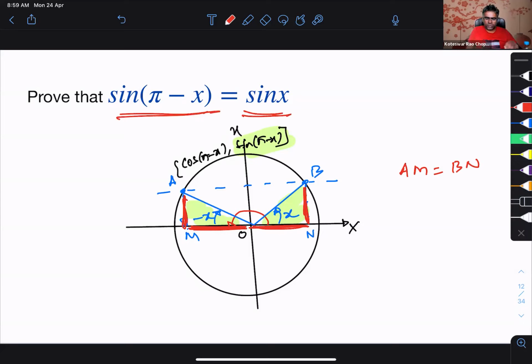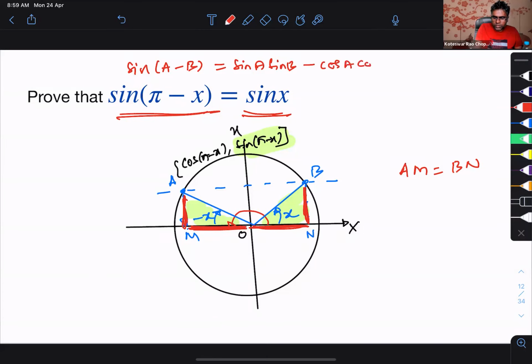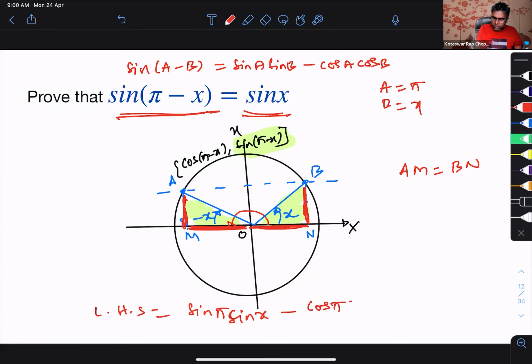I think this is very easy to follow. Or if you want, you can use sine of A minus B equals sine A cos B minus cos A sine B. So here, if you put A as pi and B as x, the left-hand side will become sine of A, which is sine pi, and then sine x minus cos of A, which is cos pi, cos x.